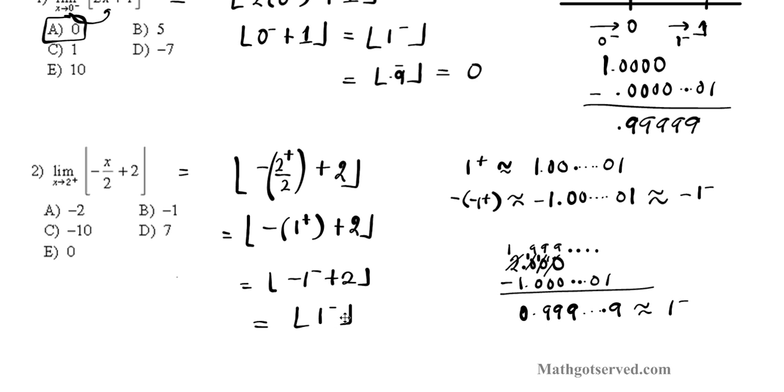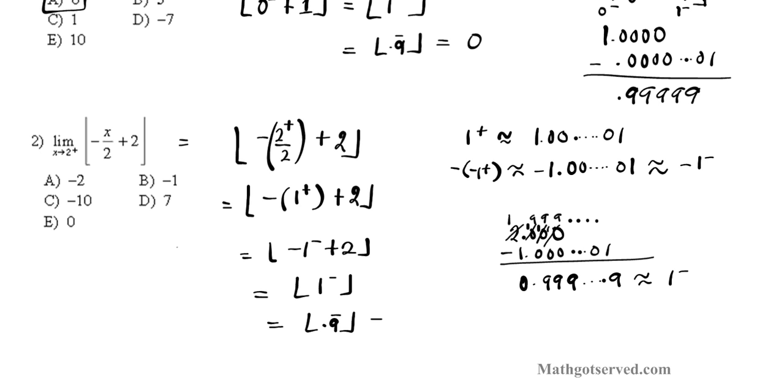So what is the floor of 1 from the left? We're rounding down, right? So you can think about 1 from the left as 0.9 repeating. What happens when you find the floor of that number? You end up with 0. So our answer is option letter E.